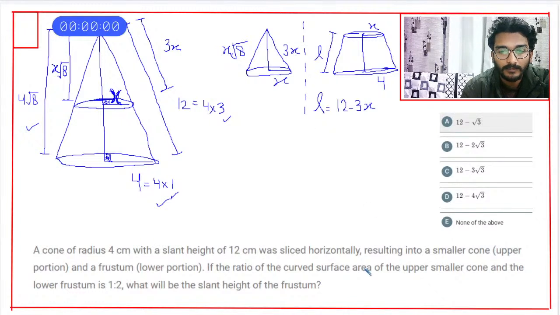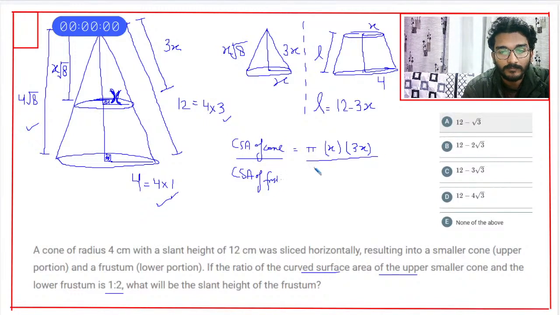So we are given the curved surface area of the upper part and the smaller part. So what is the curved surface area of a cone? Which is pi r l. So pi, what is the radius? x, and the slant height of the cone is 3x. Similarly, the curved surface area of the frustum is calculated like pi, we have to add both the radiuses of the frustum, x and 4, times l, and l is what? The slant height of the frustum, this one.